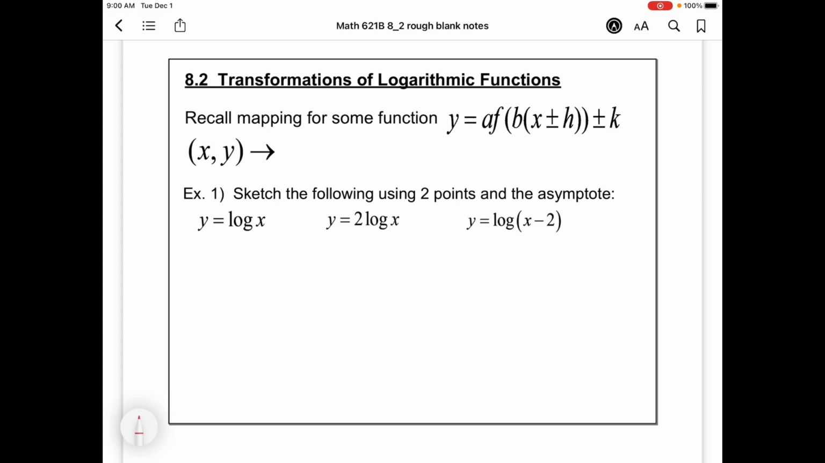Hi folks! Today we're looking at transformations of logarithmic functions. So basically we're taking basic log graphs and we're messing with them in some way.